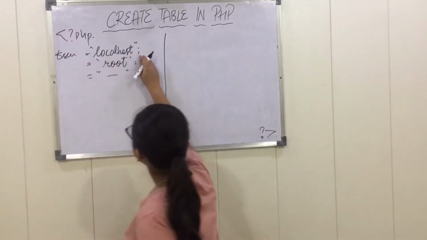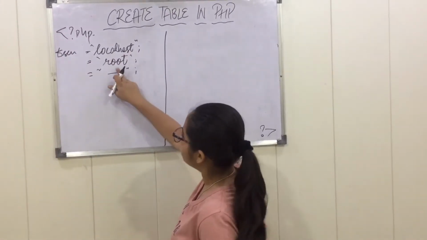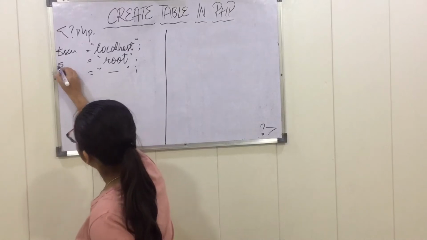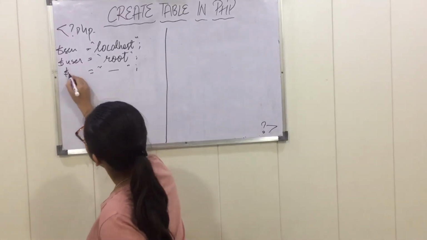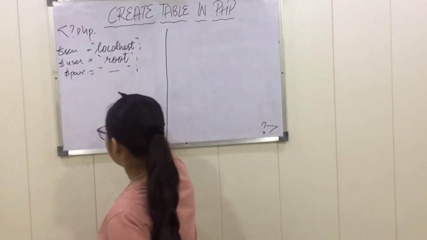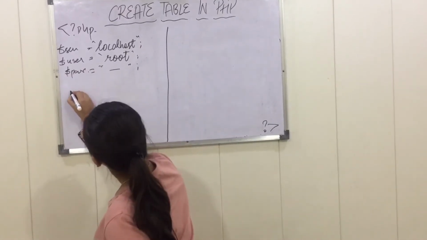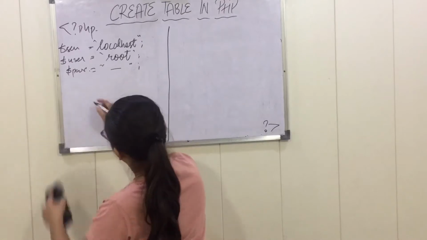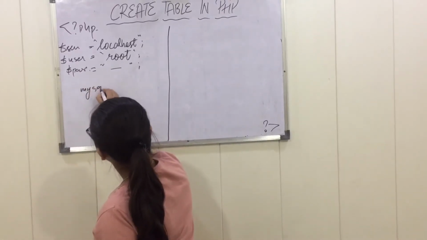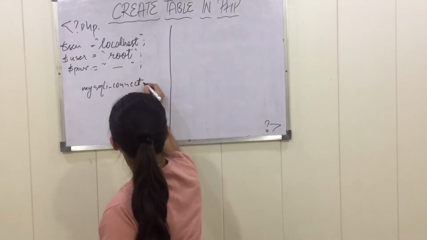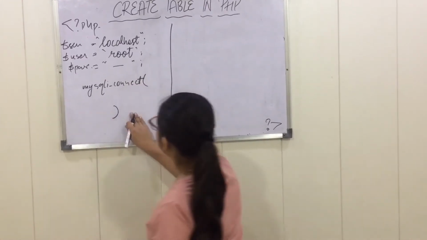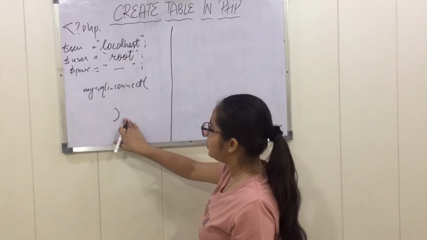Suppose my first variable name is $server, that is used for localhost. After that, root is my username, so that is $user. This is my password, so I am writing here $pass. After that, we will go to the mysqli_connect, where we will connect all these variables into a single line.